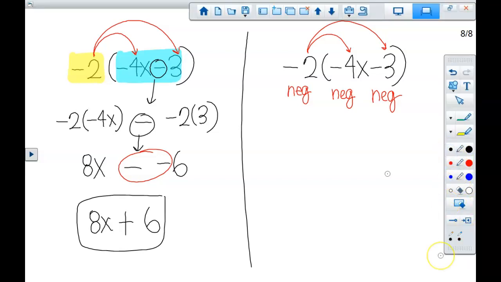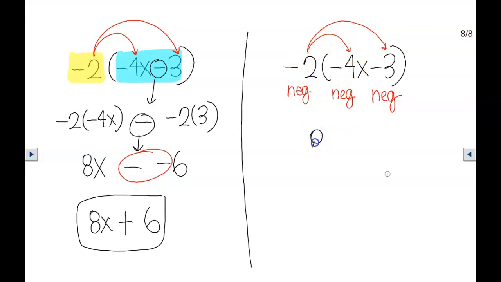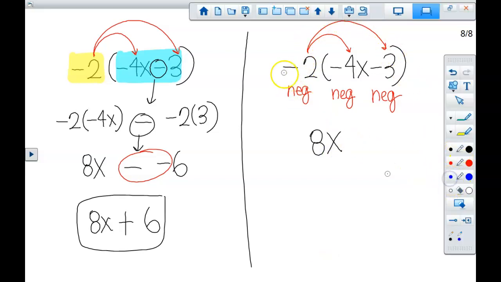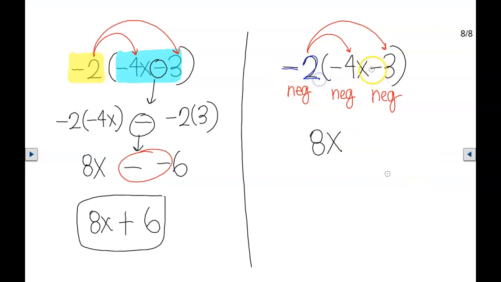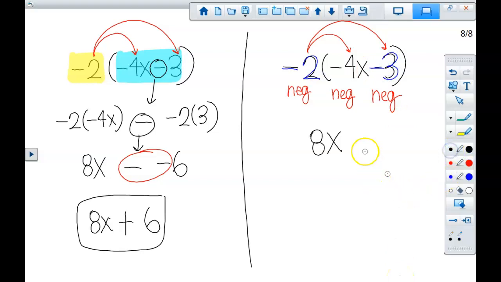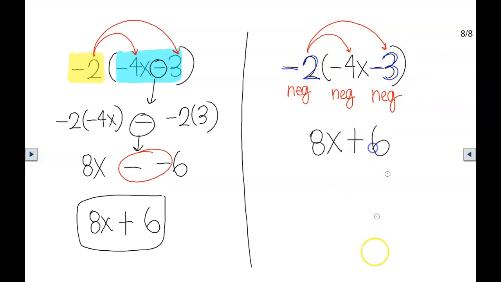So here we go. First, we're going to do a negative 2 times a negative 4x. Negative 2 times negative 4 is positive 8. And then we'll slide that x down and reattach it. Negative 2 times negative 3. Now again, let me emphasize that there. Negative 2 times negative 3 is positive 6. So notice right here, because negative 2 times negative 3 is positive 6, I'm going to put plus 6. That plus lets me know that it's positive.